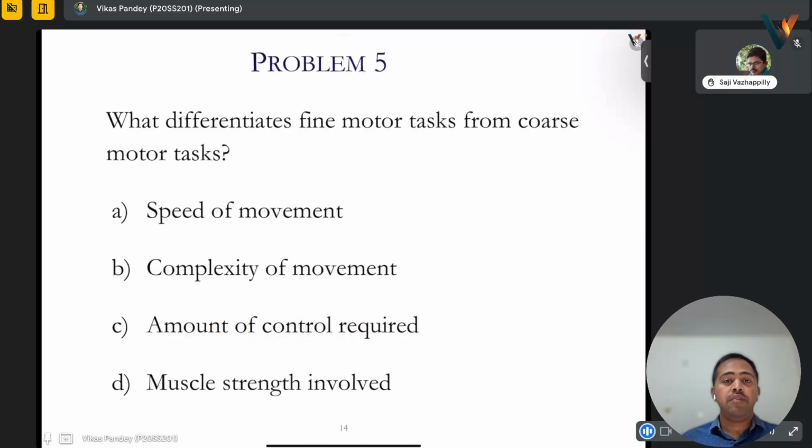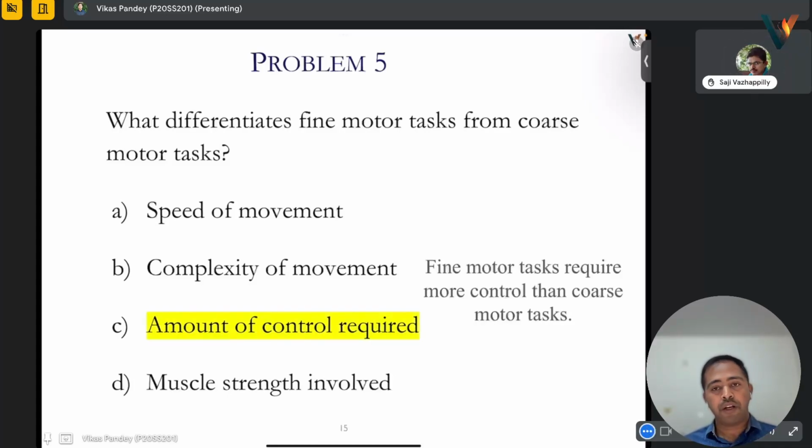Then again, what differentiates fine motor tasks from coarse motor tasks? Speed of movement, complexity of movement, amount of control required, or muscle strength involved. I think amount of control required. Fine motor tasks require more control than coarse motor tasks. Like doing some small works, it will need a very precise control.